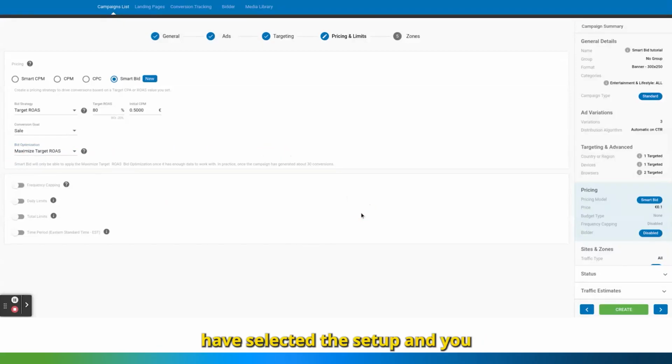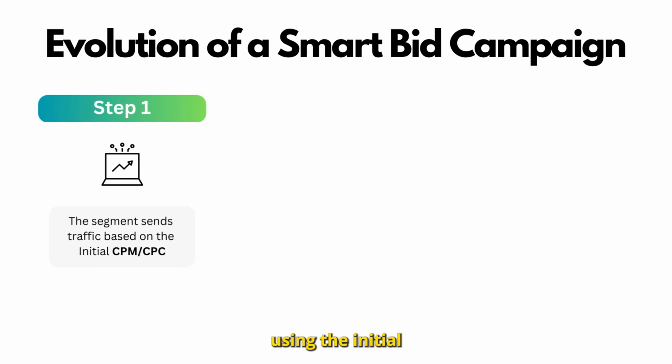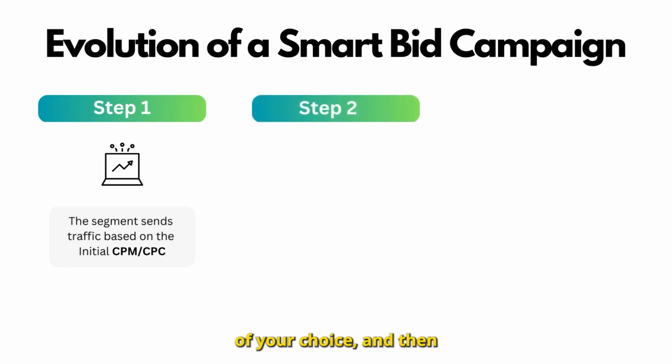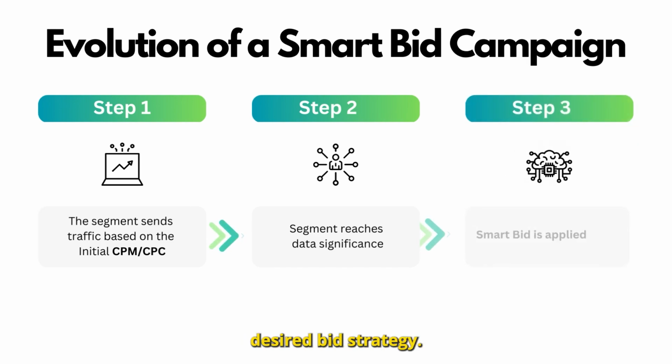Once you have selected the setup and you have added all your preferences for your Smart Bid campaign, hit save. As explained, your campaign will initially start bidding using the initial CPM/CPC bid of your choice, and then it will start changing the bid based on the optimization of your choice, once it has gathered enough data about the traffic segments your campaign has received. If there have been conversions, then the bid will be fine-tuned to reach your desired bid strategy.